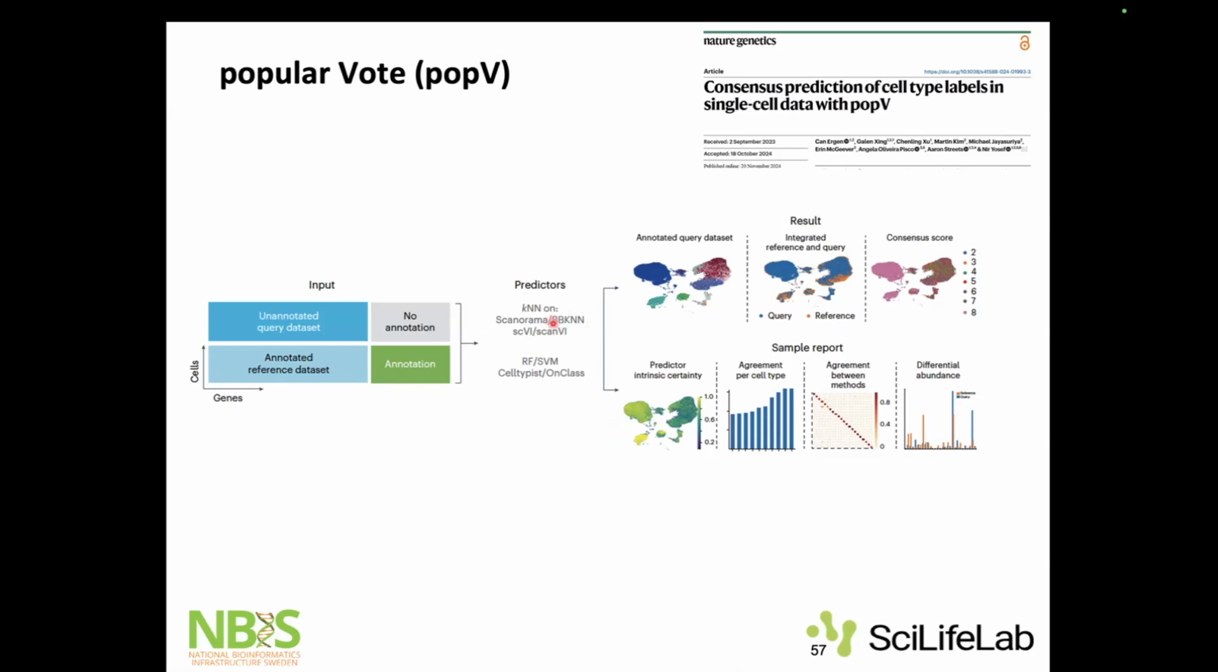And then what they do is they get votes, for example, from 1 to 8. If all the 8 methods, the classifiers, agree, then you get a consensus score, meaning they are very certain that it is this cell type.